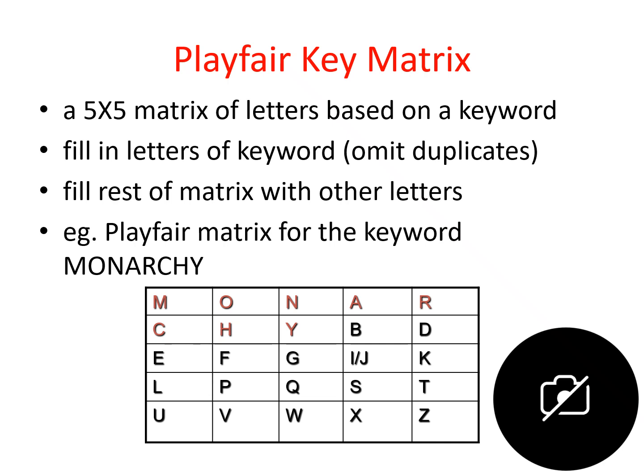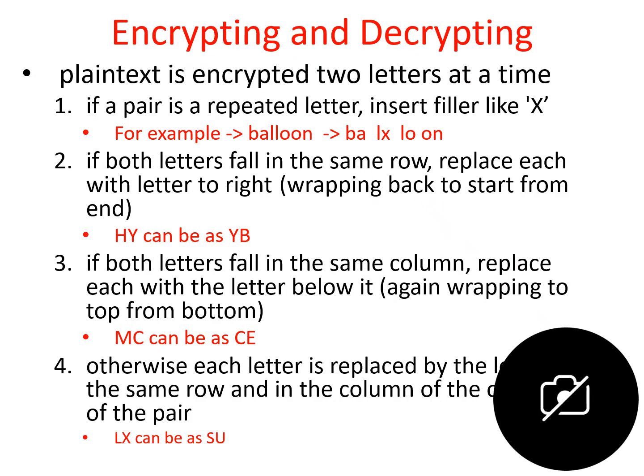Playfair encryption rules are: if the two letters fall in the same row, they are replaced by the letter to the right. If in the same column, they are replaced by the letter below. If they fall in a different row and different column, replace using the opposite corners. The main advantage of this Playfair key matrix is that it is more secure than Caesar and monoalphabetic ciphers.